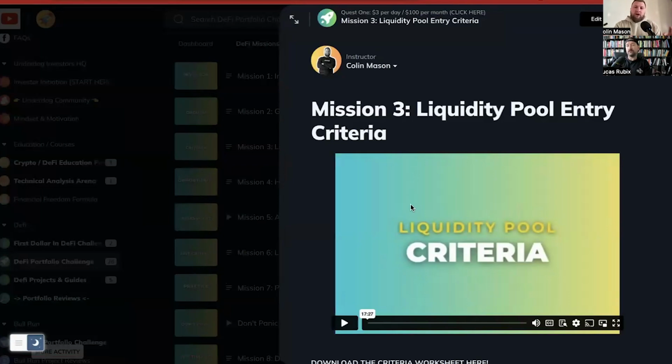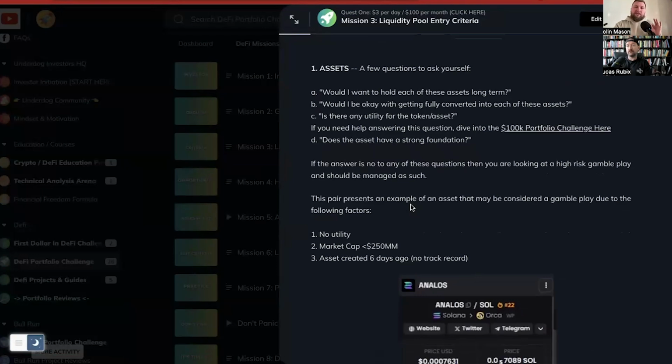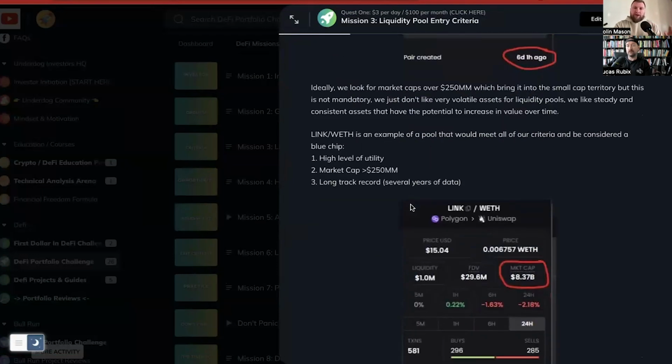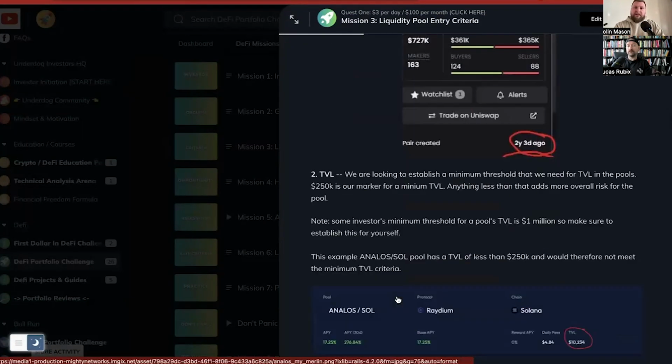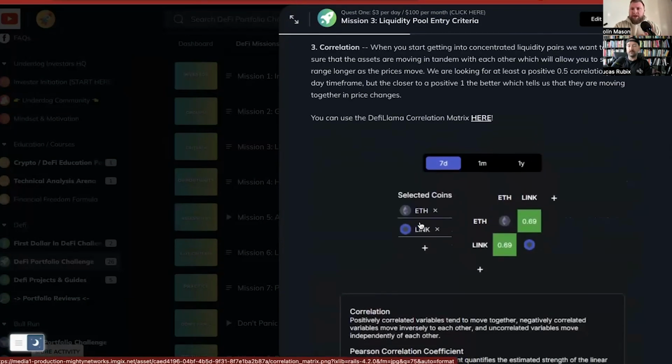And you should be saying no to the vast majority of opportunities. But this liquidity pool entry criteria will give you a series of things to look at, investigate and analyze prior to entry. Before you take your capital that you've worked so hard for and put it inside this asset, we want to take a look at a series of things. And number 3 is the correlation. And this is really what I wanted to focus on today.